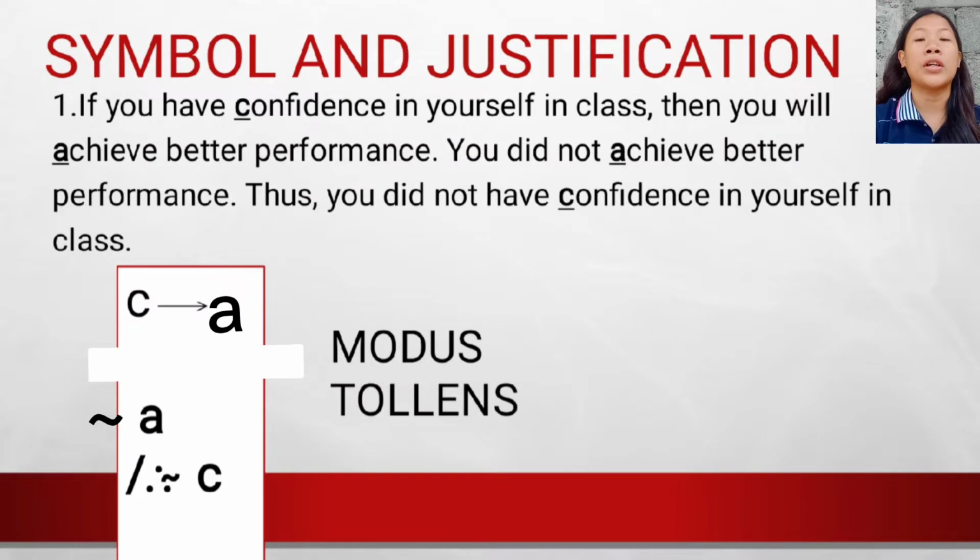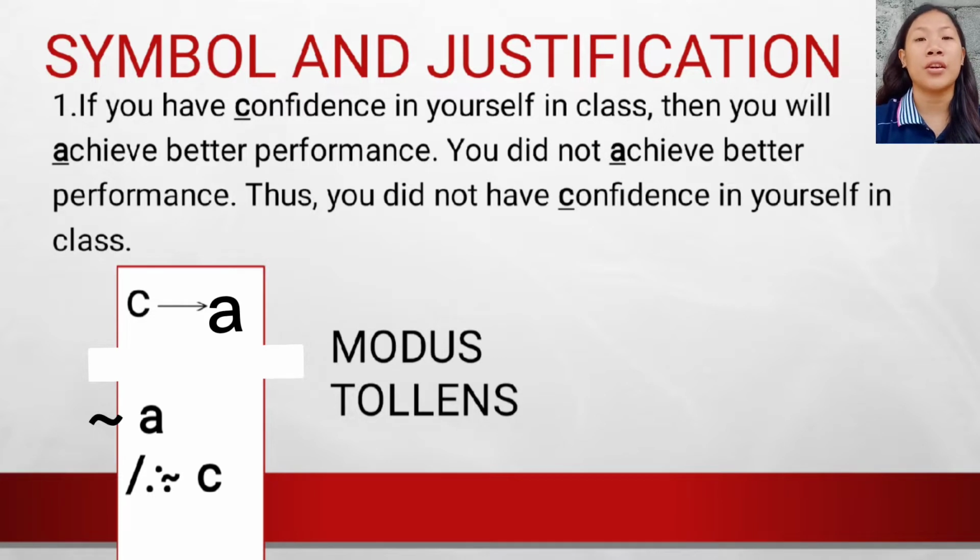So, here in our first two examples, we will be able to form the logical symbols for each argument using the letters being underlined. So, sa mga na-underlined na letter is ma-identify natin yung mga premises and yung antecedent and conclusion or consequence. Then we are going to identify further the rule of inference used to arrive at the conclusion. So, number 1: if you have confidence in yourself in class, then you will achieve better performance. You did not achieve better performance, thus, you did not have confidence in yourself in class.